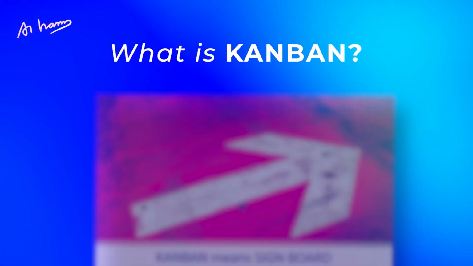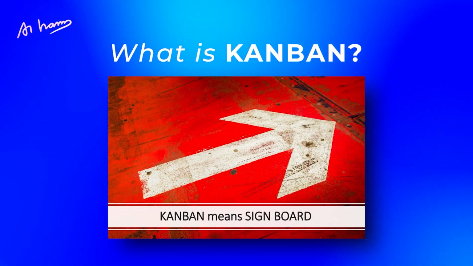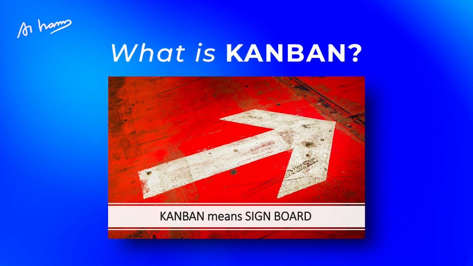So Kanban means a signboard. It is a Japanese term. Kanban means a signboard. That means it is visual. So Kanban uses a principle called being visual: see things and how things are moving forward. It helps them do a lot of work.